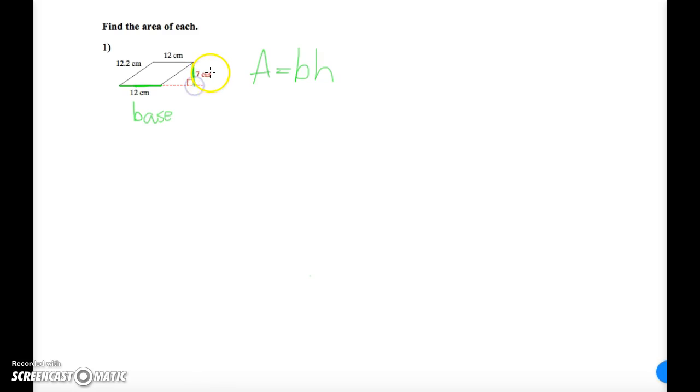Remember that the height has to be perpendicular to the base. So we have area equals 12 times 7, or 84 centimeters squared.